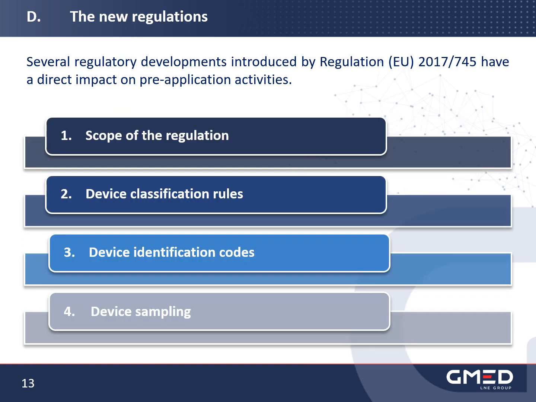Several new requirements introduced by Regulation EU 2017/745 may have a direct impact on pre-application activities. These requirements include the scope of the regulation, device classification rules, device identification codes, and device sampling. We will review these 4 themes in order to present you the regulatory requirements that you need to master.